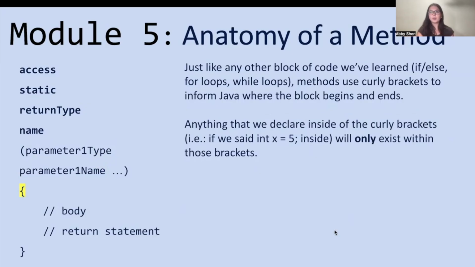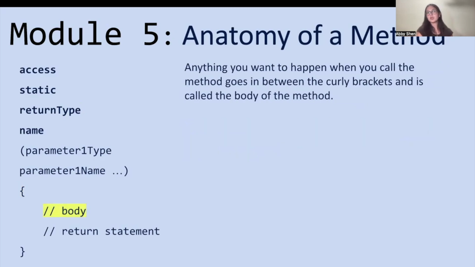And then just like any other block of code that we've used, like our if-else statements, our for loops, and our while loops, we need curly brackets to box in where this method begins and ends. So anything that is within the curly brackets is only inside this method. That goes back to what we've been talking about, the scope of variables. So anything created within this method is only going to be within this method unless it is returned outside of the method. This is what we refer to as the body of the method.